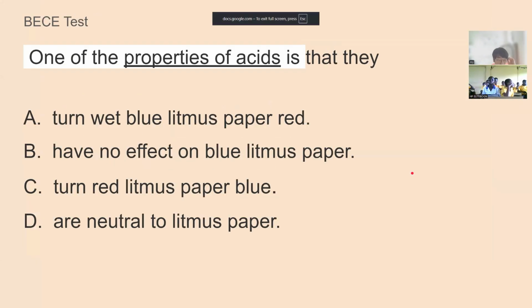Let's look at some questions so you can answer. One of the properties of acids is that they: A, turn wet blue litmus paper red; B, have no effect on blue litmus paper; C, turn red litmus paper blue; or D, are neutral to litmus paper.